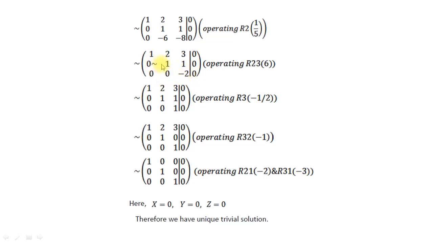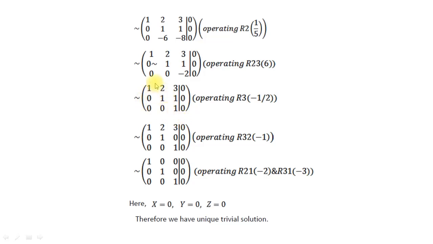Now dear students, you see here this is the echelon form, and now to make this number 1, multiplying the third row by minus 1/2, we obtain 1 2 3 0, 0 1 1 0, 0 0 1 0. Now this is the echelon form.